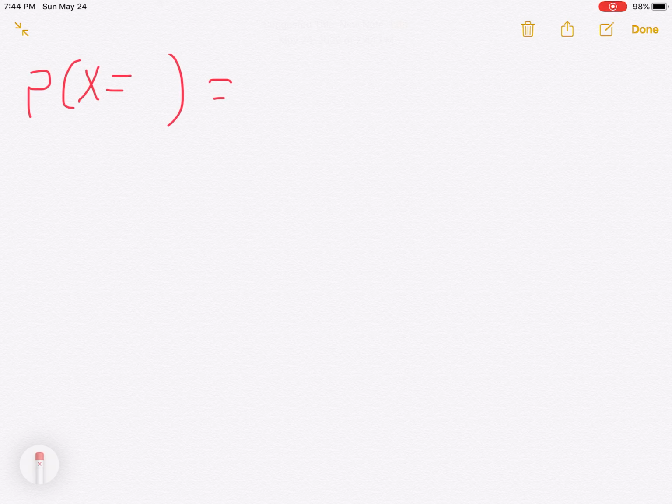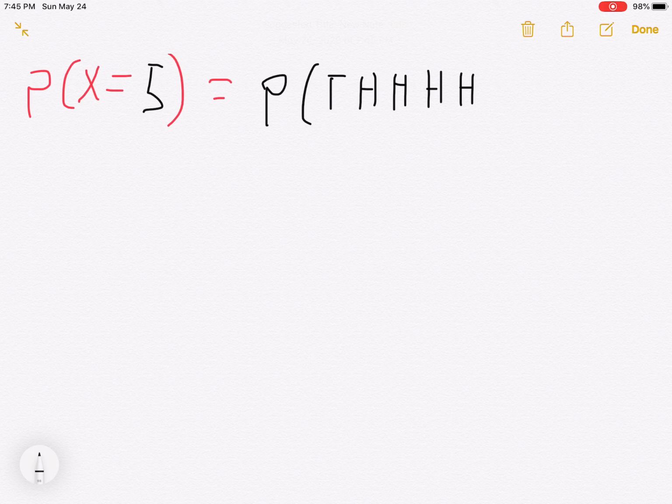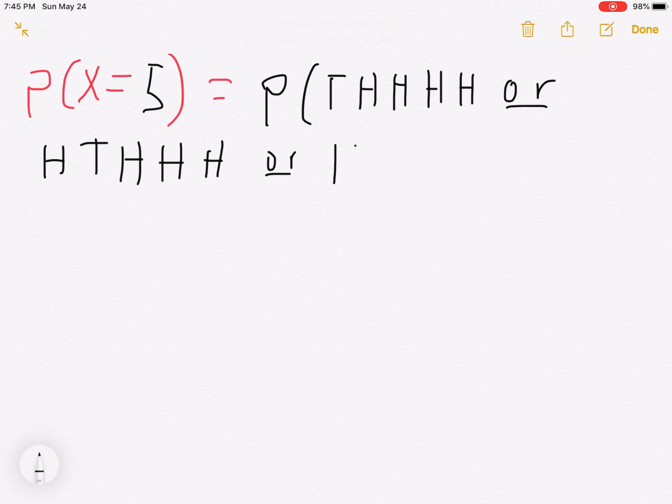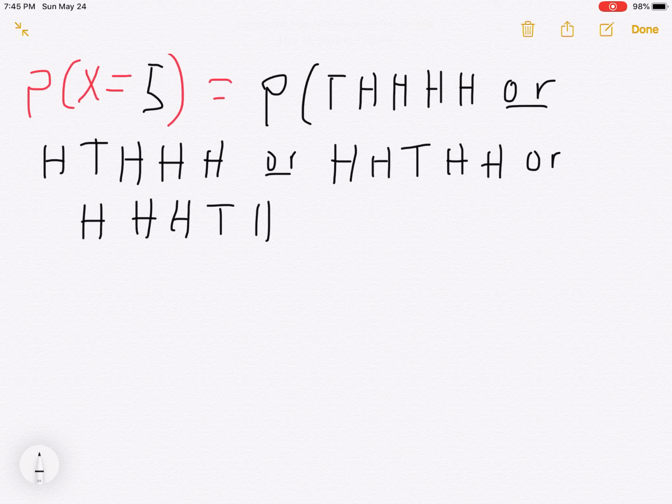So that is going to be x equals 5. This is going to be the probability of tails, heads, because we want 4 heads, or heads, tails, heads, heads, or heads, tails, heads, or there's one more outcome, which is heads, tails, heads.